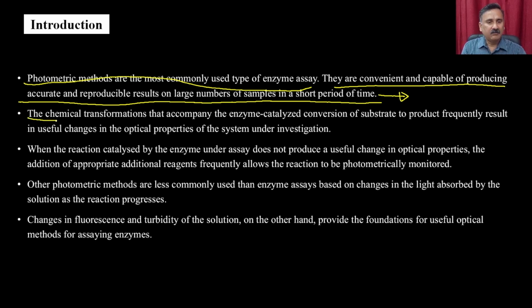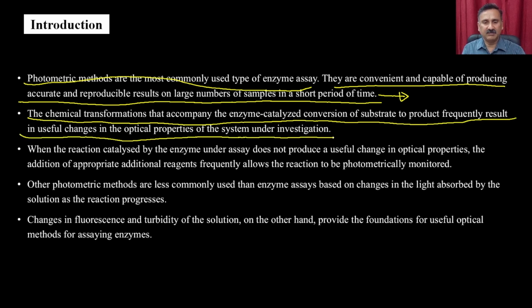The chemical transformations that accompany the enzyme-catalyzed conversion of substrate to product frequently result in a useful change in the optical property of the system under investigation. So either there will be a change in the substrate absorbance, or there will be a change in the product absorbance. Okay, so either you can have a very exclusive product which gives exclusive light absorption, or you can have a substrate which shows disappearance.